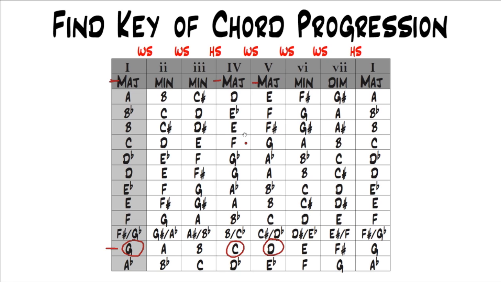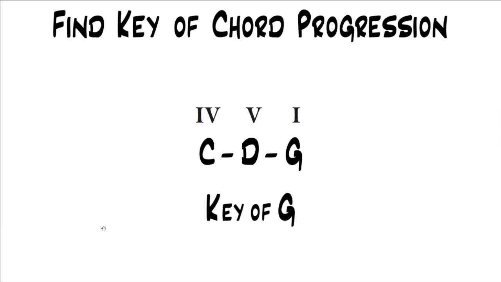And we started with C, so that's a 4. Next one was D, which is a 5, and then 1 for the G, so we know it's a 4-5-1 in the key of G.